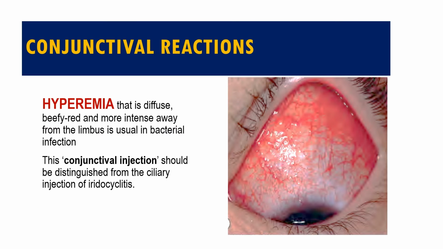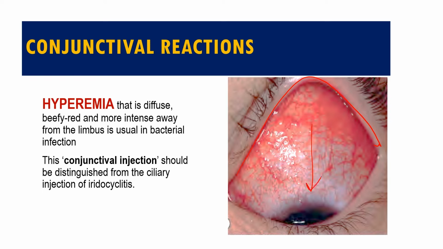The first reaction that we are going to study is hyperemia. I already told you hyperemia is basically the dilatation of the blood vessels. So obviously in conjunctivitis, you will have hyperemic vessels, along with exudation. Because of the hyperemia, the conjunctiva will look diffuse, beefy red or pinkish in color. And this hyperemia is much more towards the fornix and fades towards the limbus.